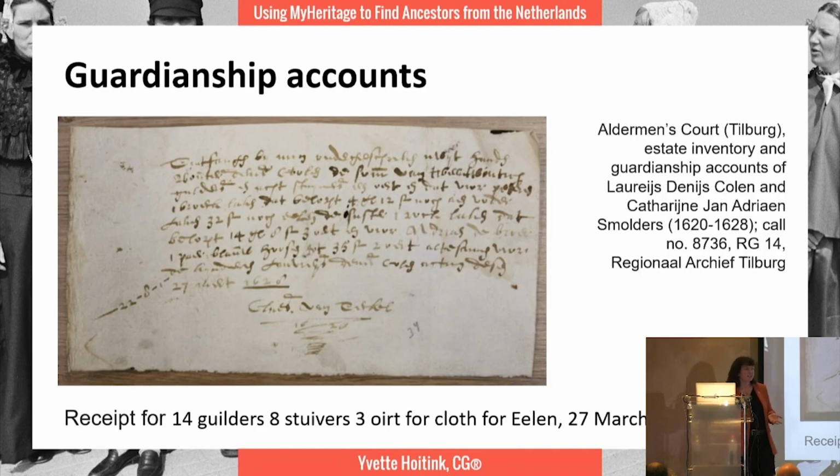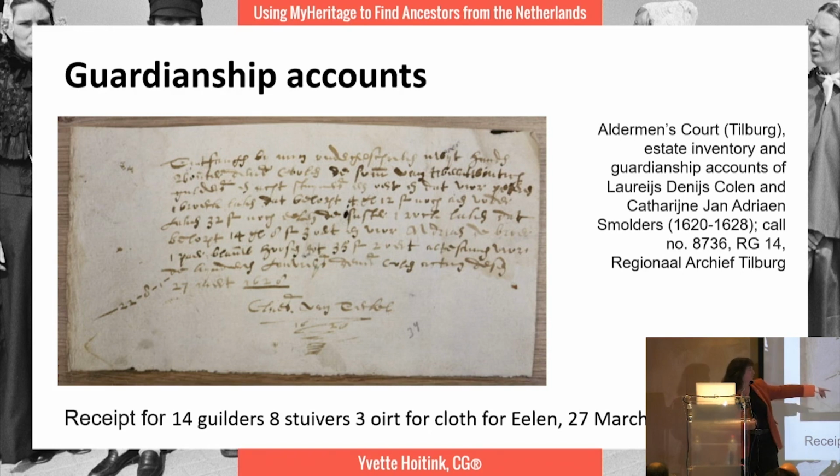Guardianship accounts, so if there are minor children, you can sometimes find guardianship accounts, including expenses made for the orphans. And this is my favorite record from the past year. This is a receipt for a wedding dress of an ancestor who married in 1628. So she was a minor child, and her parents' estate, the guardianship accounts, included all the receipts for expenses made for the children. And she married, and that made her an adult legally, so that was the final expense made for her.